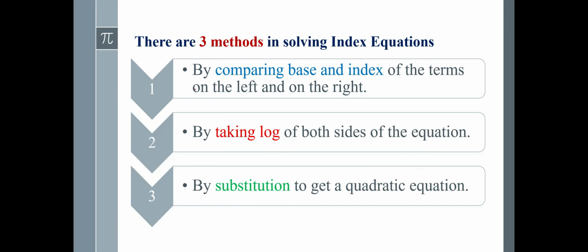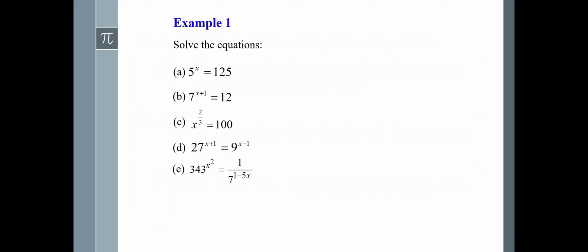There are three methods in solving index equations. The first one is by comparing base and index. The next one is by taking log of both sides. And the last one is by using substitution. We are going to look at examples to apply these three methods.